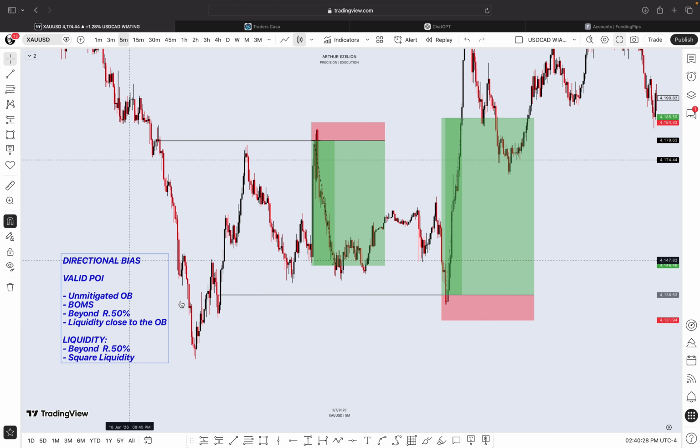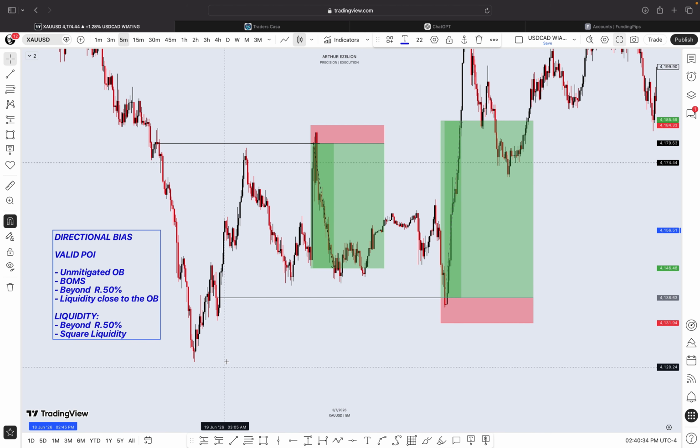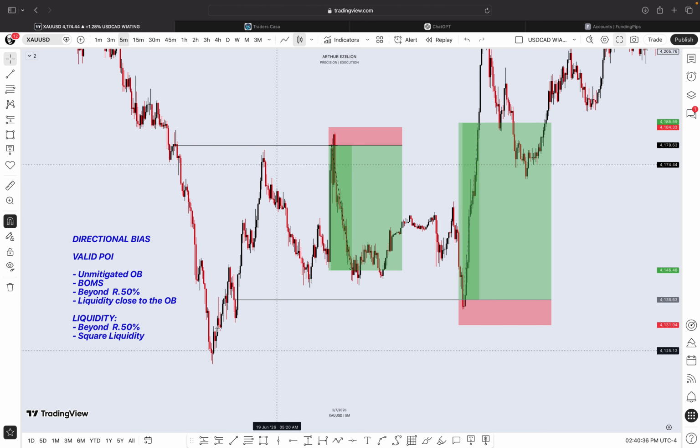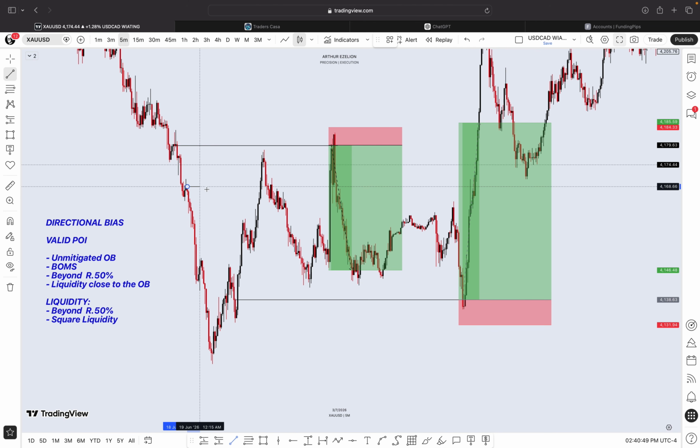I told you guys about directional bias. Now let's just say that we have determined the directional bias. Obviously it was very bearish here, but now we are looking for a valid POI, and the first thing we want to look out for is an unmitigated order block. Now I saw this order block. You can decide to draw all of them, you can decide to mark them out.